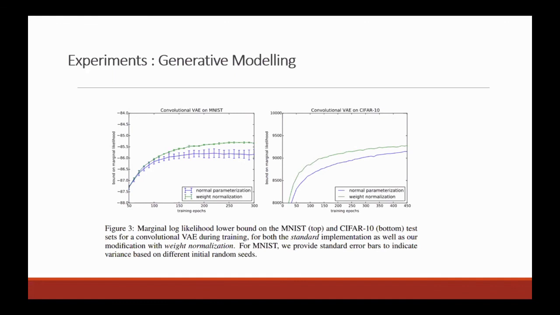They found that you get better results using weight normalization, and it is also more consistent because, as you can see, the error bars are much smaller for weight normalization, which means that with weight normalization we have lower variance and converge to a better optimum. And actually, with fewer epochs, the model starts generating new images.